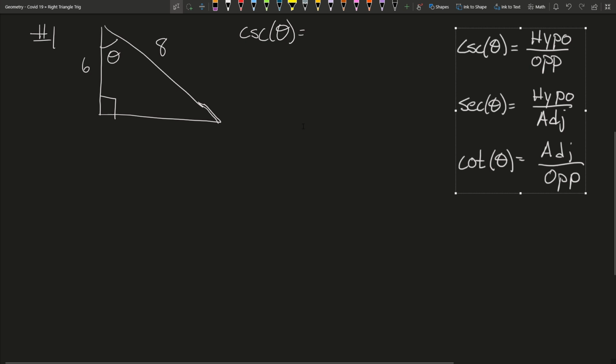Okay, one of those examples, this is the very first one, gives you this diagram, and it asks you to find the cosecant of theta. All right, so all the steps are still the same. We still want to identify what sides we have.